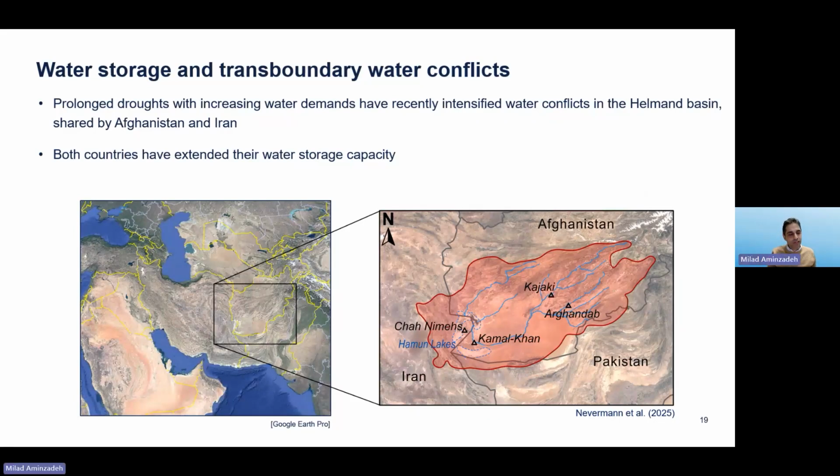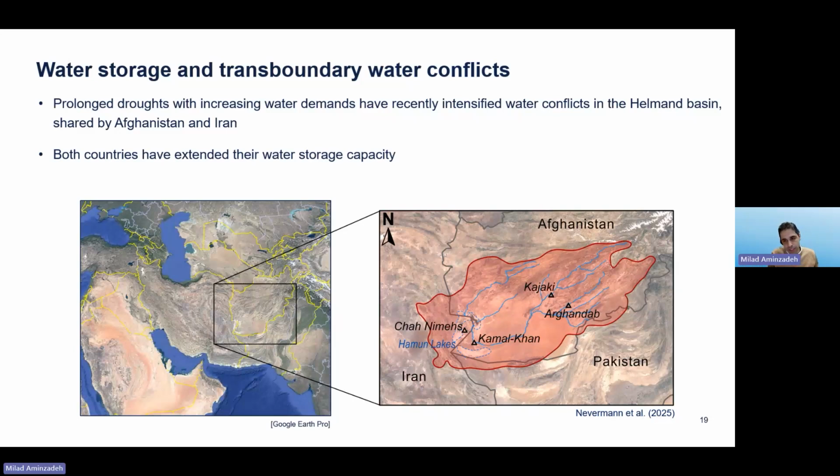So far we have been focused on small agricultural reservoirs, how they contribute to local water management, how they support local irrigation. But there are cases where human-made reservoirs intensify transboundary conflicts. As an example, we looked into the case of the Helmand Basin. The basin is marked with red in the satellite image. It's a transboundary basin shared between Afghanistan, Pakistan, and Iran, but let's say mostly Afghanistan and Iran.